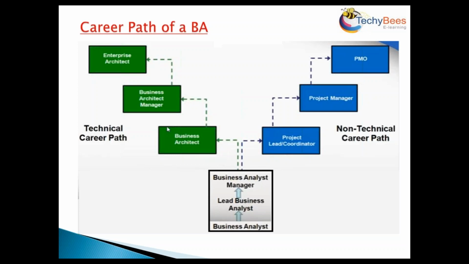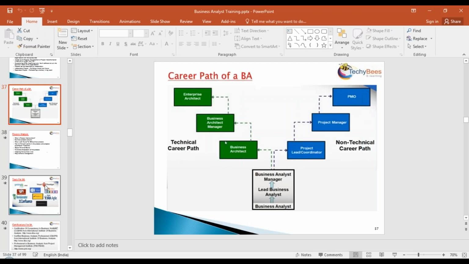The next is a non-technical career path. That's more into project management. You can get into a project lead profile at about 8 to 10 years. Then you become a project manager at 12 to 15 years. Then you can enter the PMO, that's the project management office, and manage various projects in your organization. Many project managers will be reporting to you. That can happen only when you have 18 to 20 years of experience. So that's about the career path of a business analyst.